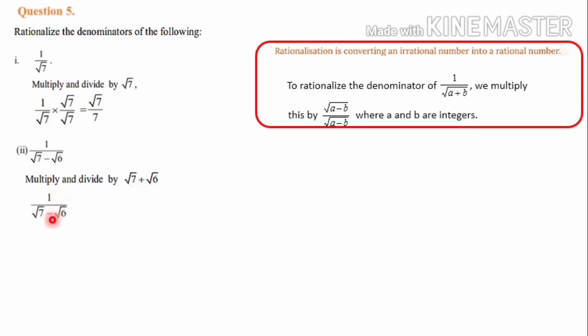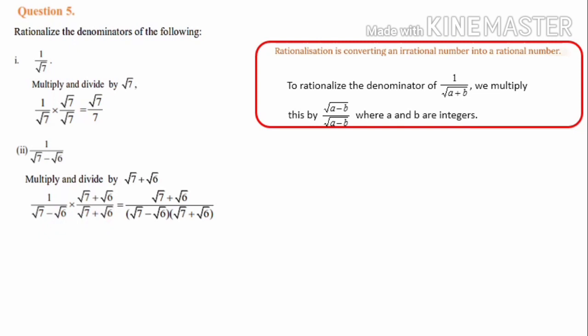That is 1 divided by root 7 minus root 6, that is our question. Then we have to multiply by the conjugates, root 7 plus root 6 in the numerator and root 7 plus root 6 in the denominator. In the numerator, 1 into root 7 plus root 6 gives the same quantity, root 7 plus root 6. In the denominator, root 7 minus root 6 into root 7 plus root 6. Here it is a minus b into a plus b. We have learned before that a minus b into a plus b is a square minus b square.